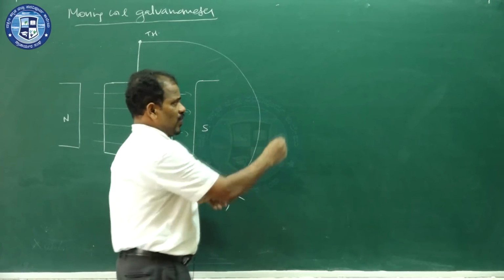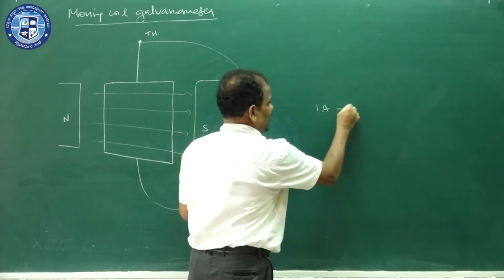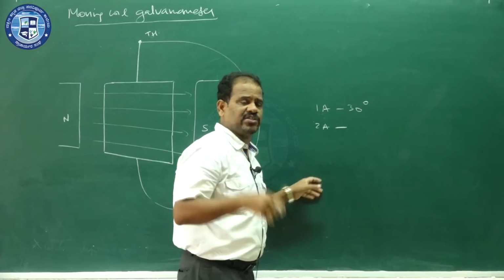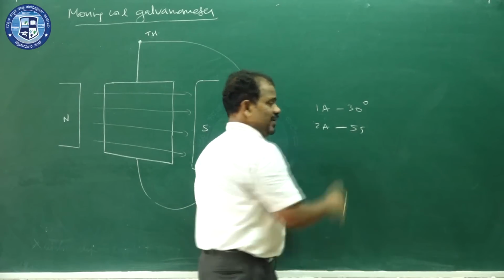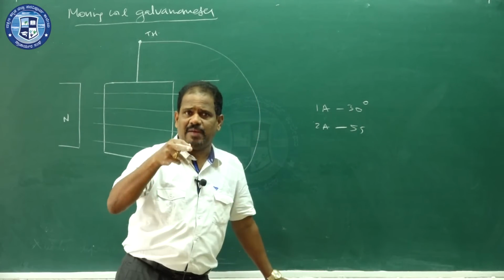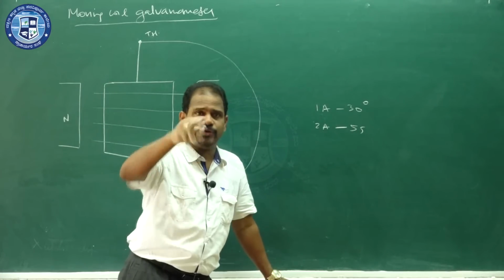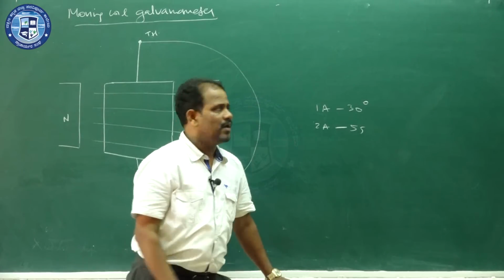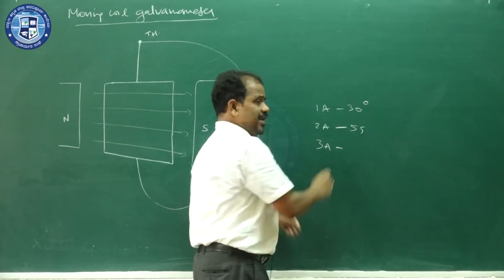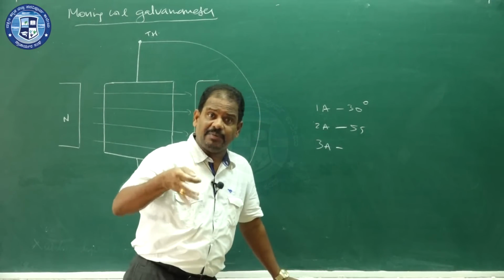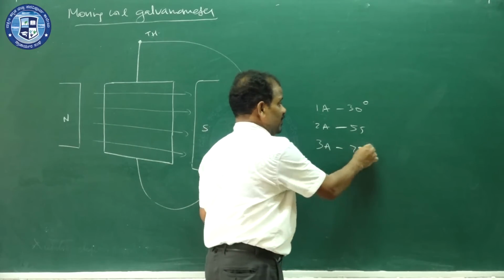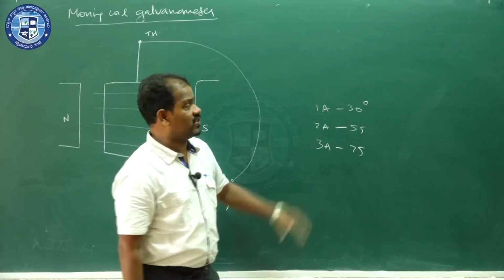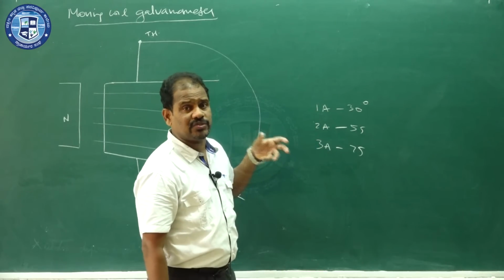That means when you pass 1 amp current, if it turns by 30 degrees, when you pass 2 amp current, it won't turn by 60 degrees, it turns by 55 degrees. Because for the first 1 amp, 30, next 1 amp, only 25. Because the torque decreases. When you pass 3 amp current, next to 1 amp, it turns by 20 degrees, so it is 75. If this is happening, you can't use it as a meter.